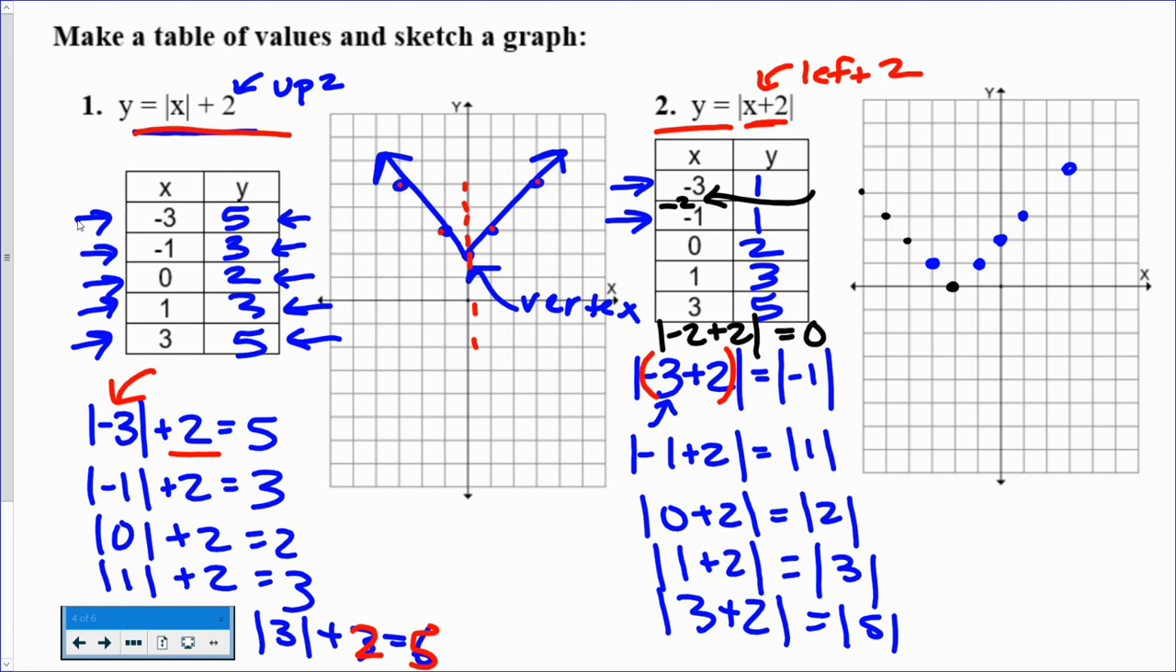Okay, so if you see, this graph has moved left 2, which is what we expected from the very beginning. So there's the new location for my vertex. And I can use that invisible line, like I said, to help me plot points on each side of that line.